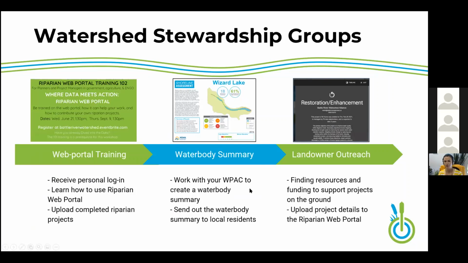We would also encourage you to acquire a water body summary that you can share with your residents to showcase where your highly impacted riparian areas are, or your good quality riparian areas are. And then the third would be to be working with your landowners to reach out to them. You're a key group to be able to make that connection with your neighbors, to encourage restoration projects on the ground or conservation projects. And then once you do, we encourage you to upload those projects on the Riparian web portal and showcase those.